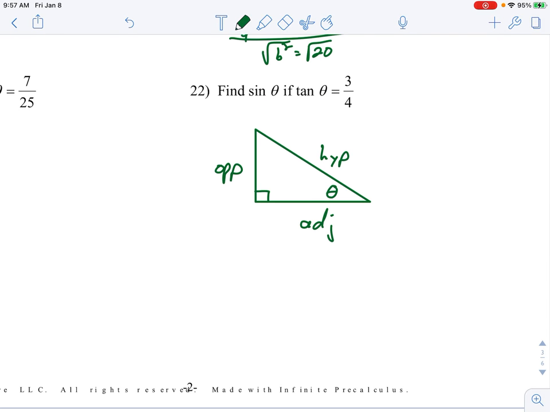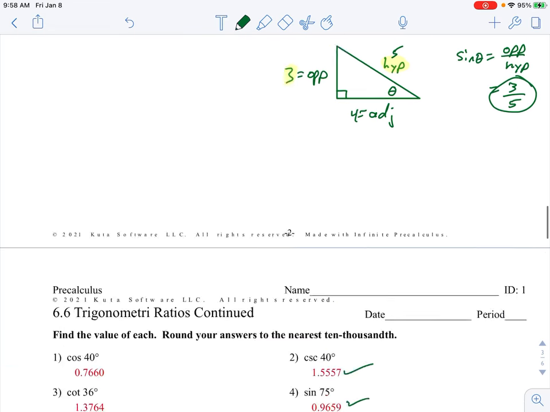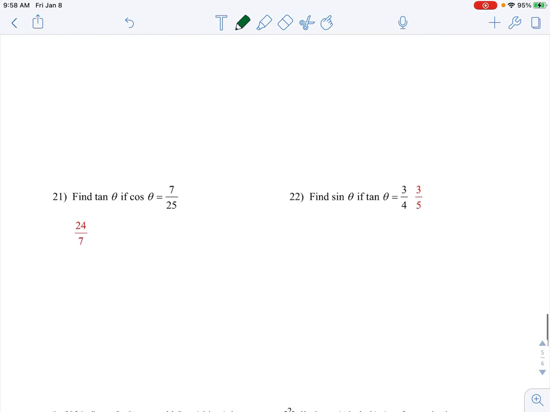Find sine of theta if tangent is 3 over 4. So tangent, which is given, is opposite over adjacent. So the opposite is 3, the adjacent is 4. We're asked to find sine. Sine is defined as opposite over hypotenuse. So our answer is going to be the opposite, which is 3, over the hypotenuse, which is unknown. Again, we have a 3, 4, 5 triangle. I know this is going to be 5. So we get 3/5, and there it is.